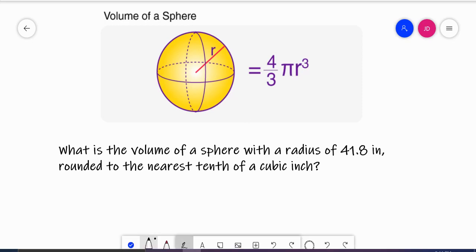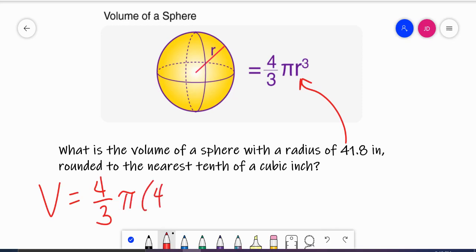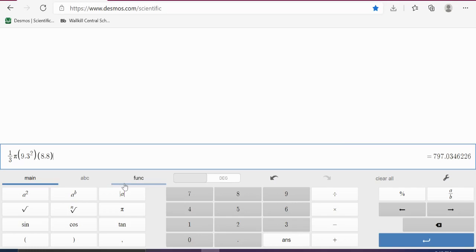So we take our 41.8 and plug it in. And be careful when you plug in these numbers and put them in a calculator. 41.8 cubed. I always put parentheses around it. All right. So 4/3 pi times 41.8 cubed. So calculator, 4/3 pi 41.8 cubed. Be careful when you're putting them in. Make sure you're multiplying.